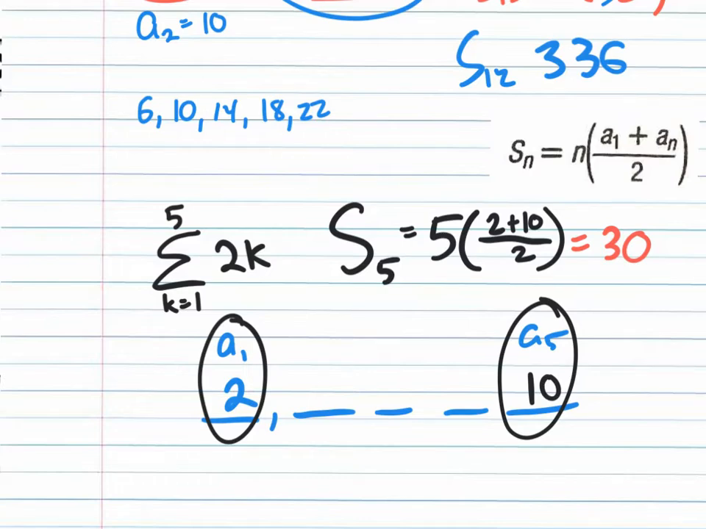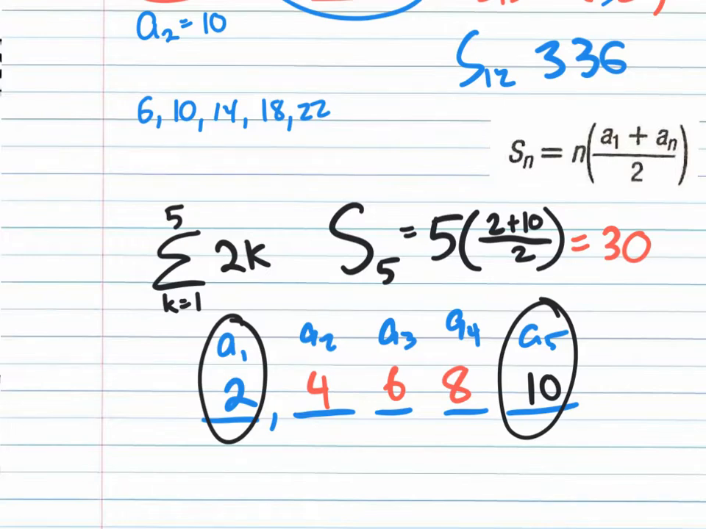That makes total sense, because if I did plug in a 2 right here, it would give me a 4. So a sub 2 is 4. If I plugged in a 3 right here, it'd give me a 6. So a sub 3 is 6, and a sub 4 would be 2 times 4, which would be 8. And if you did add 2 plus 4, it's 6, plus 6 is 12, plus 8 is 20, plus 10 is 30. If you added them all up, it would give you the summation of 30.